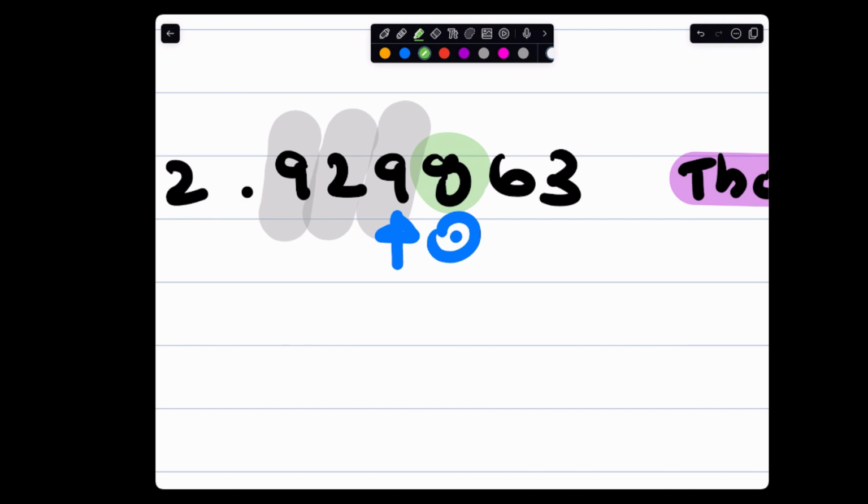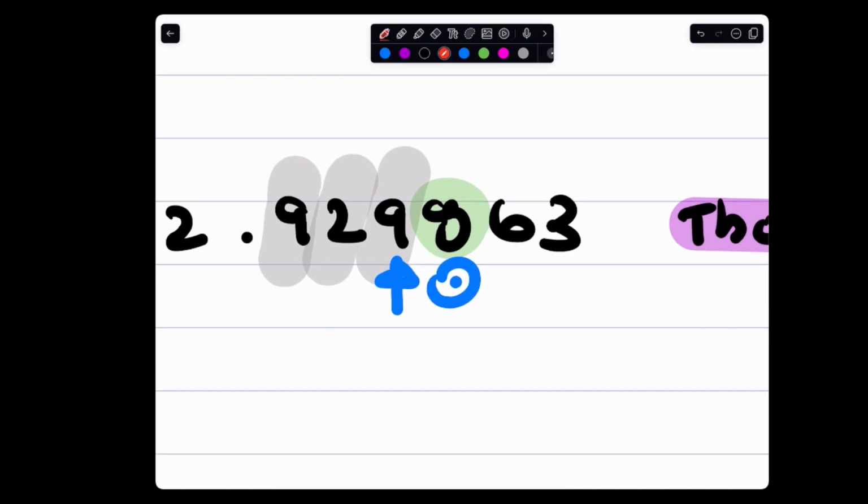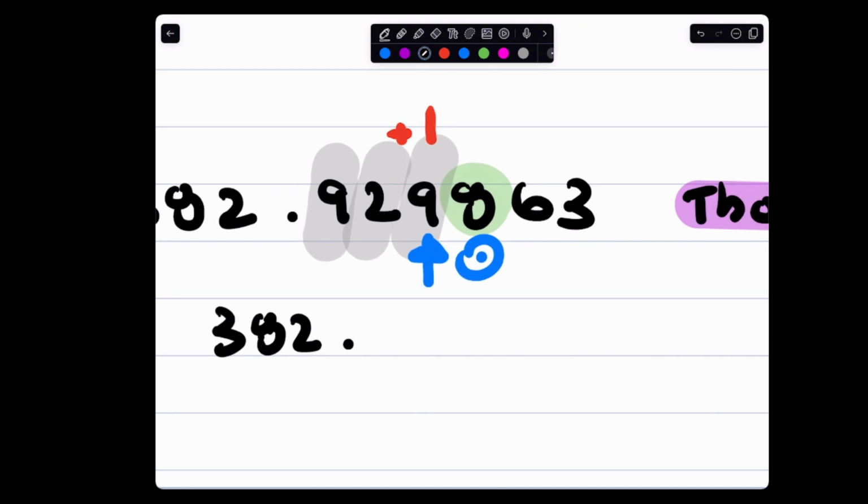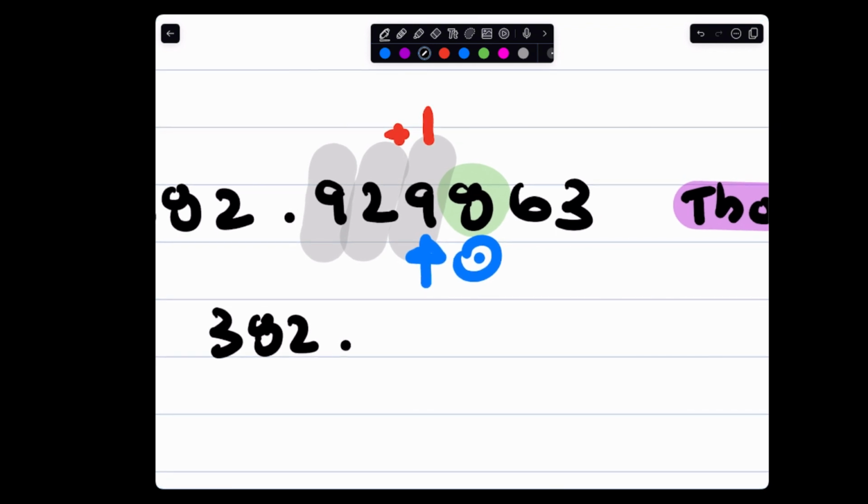What do you do? If it's an 8, do you guys remember? Add 1 to what? The 9, the digit in the place value. You add 1 to 9. Is that right? All right. And so this is now going to be approximately 382 point. And then this is, some students are going to get confused with this. Because you look at 9 and you add 1. Of course, it's 10.